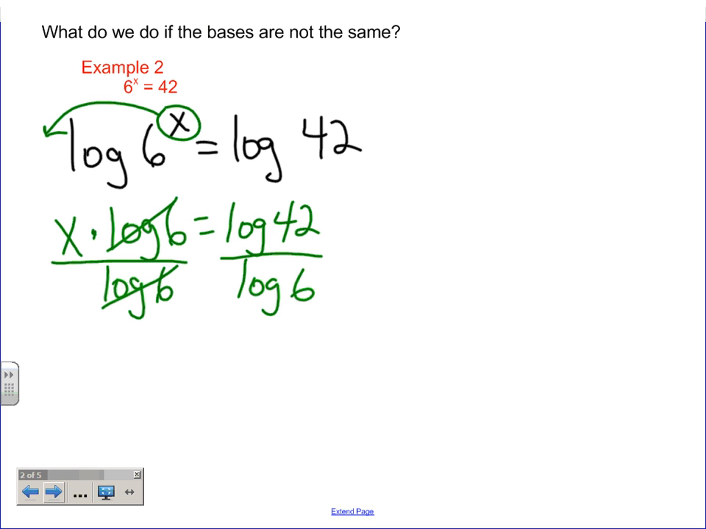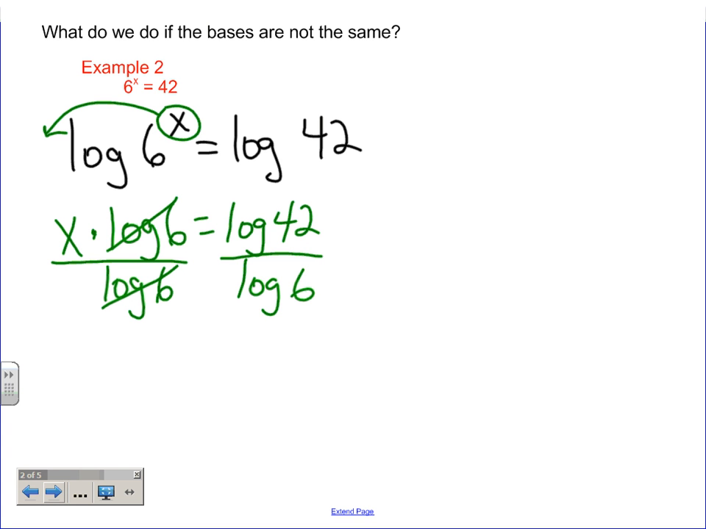Log of 6 and log of 6. If you divide, it's still just 1. That may be the new winner for the weirdest form of 1 we've used. Okay, but it's still 1. So x is going to equal whatever that is. Well, didn't we just type stuff like that into our calculator? Well, let's do that. Then I don't have to round until the very end. So it's log of 42 divided by log of 6.